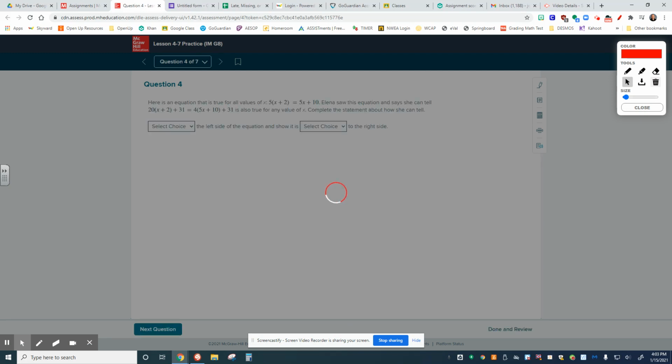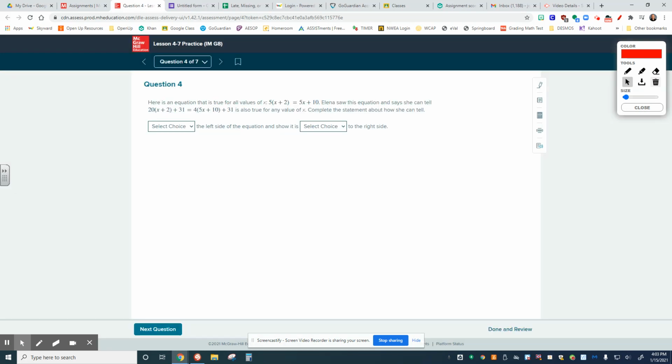Number 4, here's an equation that's true for all values of x. We're saying it is true. And Elena saw this equation and says that she can tell that this new equation right here is also true for all values of x. So what you need to do is simplify the expression here on the left, and then simplify the expression on the right, and then decide, is that enough evidence to prove that we have an infinitely many situation here?